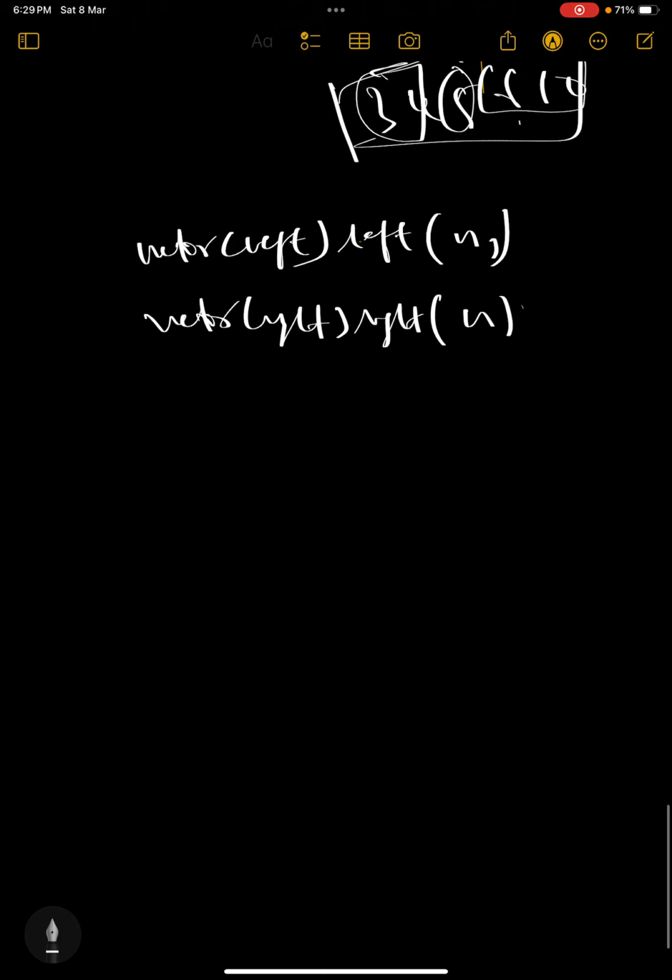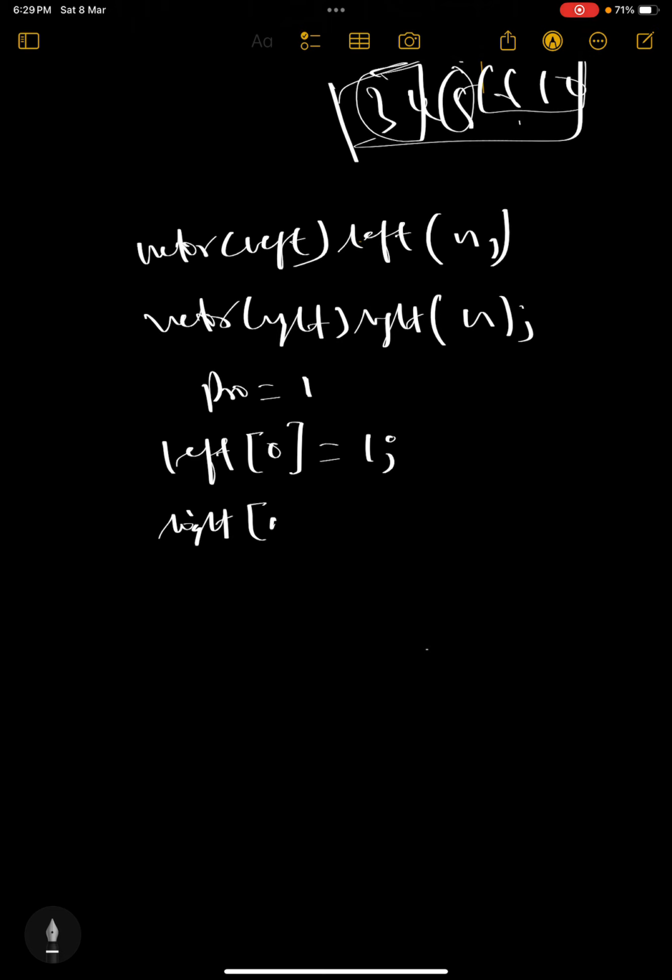First, take a left array of size n, and a right array, vector<int> right of size n also. The product will start with 1. For the 0 index, nothing is there on the left, so 1 will be the default. Same for right: the rightmost index has nothing after it, so it will be 1.